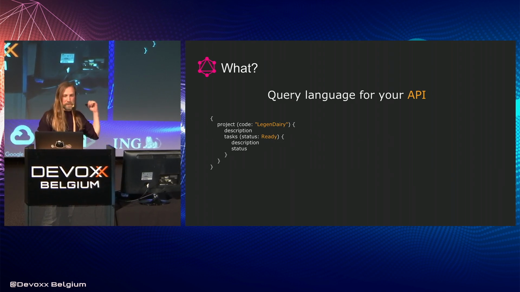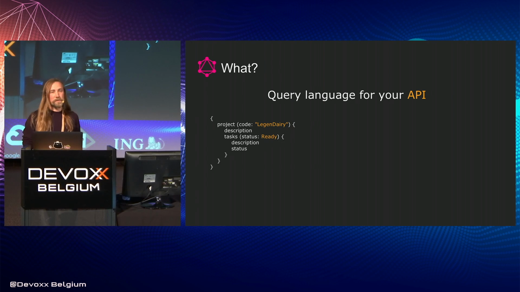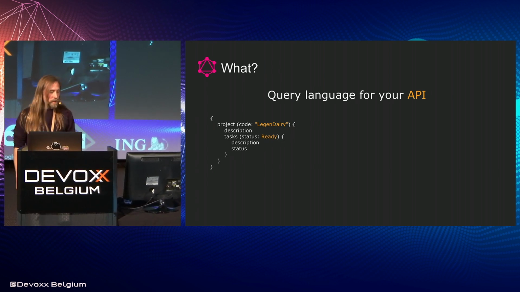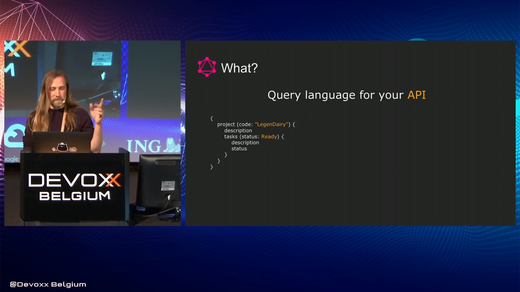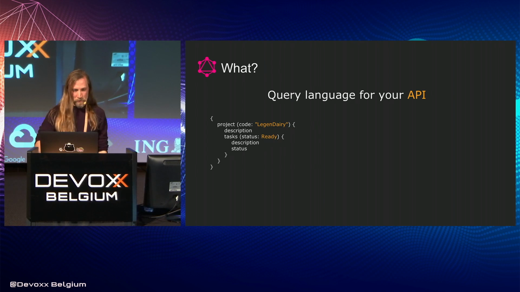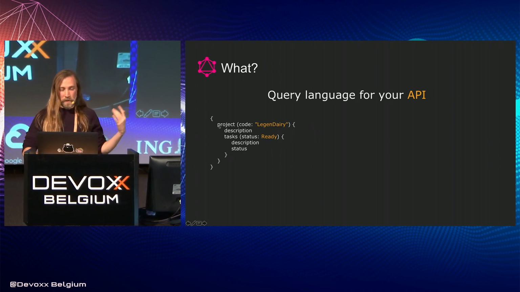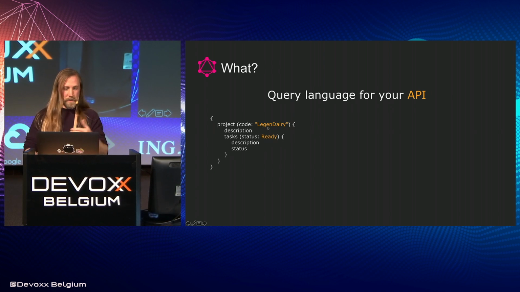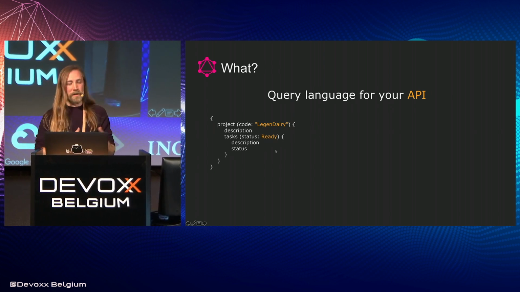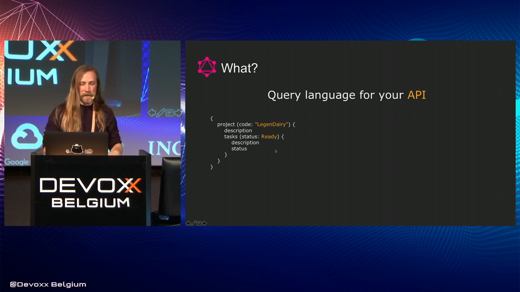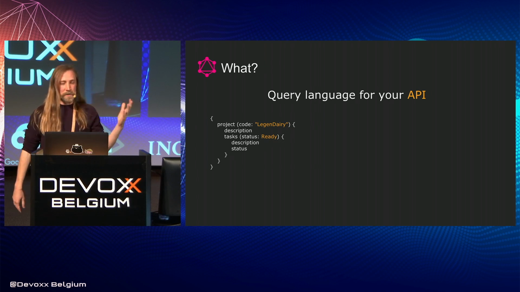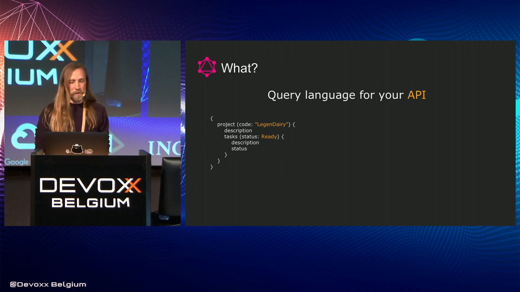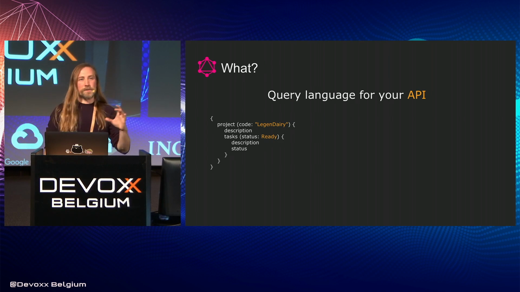So clients send queries that look like JSON without any values, more or less, with the obvious exceptions that fields can also have parameters. So you can see here, project takes a parameter, for example, and so on. What this query says is that the client would like a project with code legendary, it would like a description, it would like a task belonging to that project, filtered by the status ready, so only ready tasks. And then from the task, we would like description and status again. So it can ask for deeply nested structures. That's a key point to take here.